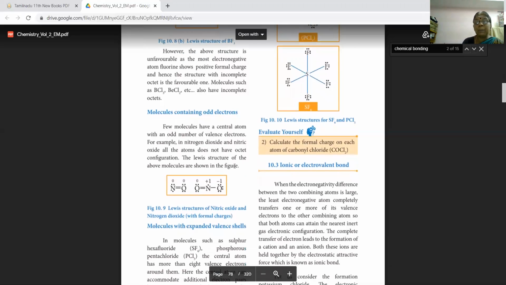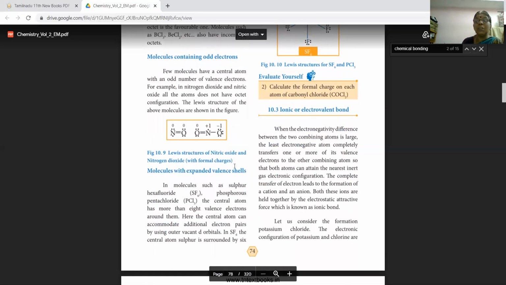Okay? Next we will pass on to the types of bonds: ionic or electrovalent bond. When the electronegativity difference between the two combining atoms is large, the least electronegative atom completely transfers one or more of its valence electrons to the other combining atom, so that both atoms can attain the nearest inert gas configuration. The complete transfer of electrons leads to the formation of a cation and an anion.